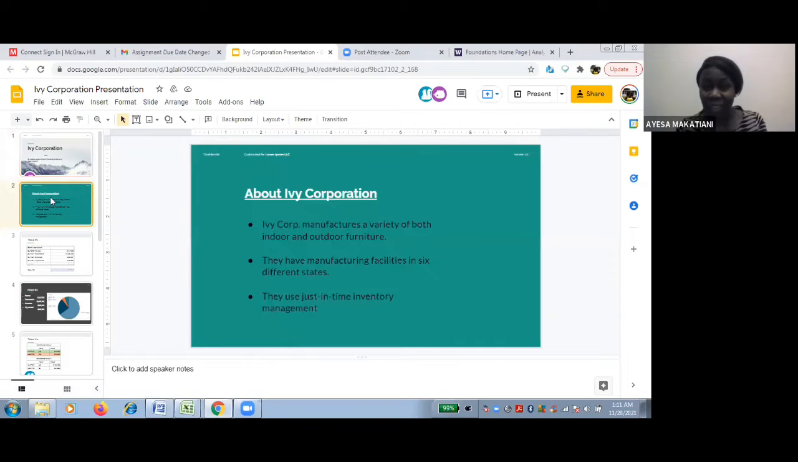So on to our first slide. Ivy Corporation is a manufacturing company that deals in both indoor and outdoor furniture.